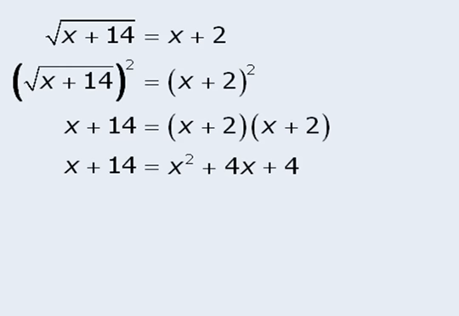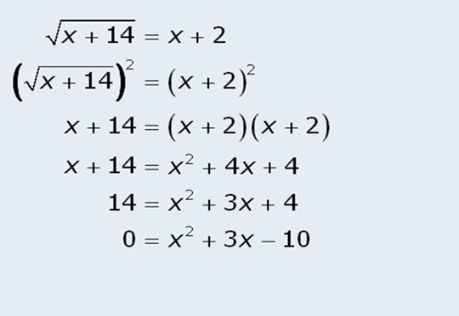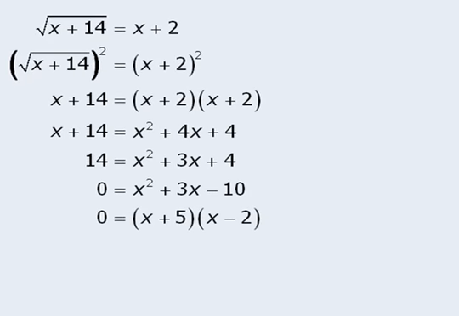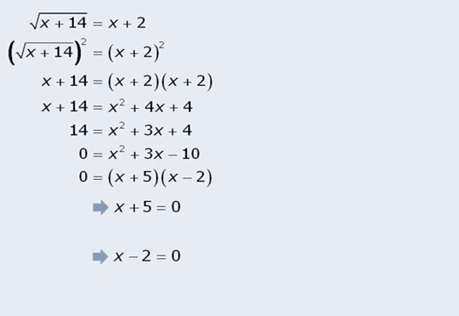Since we seem to have a quadratic equation here, we'll set the equation equal to 0 by first subtracting x from both sides, and then subtracting 14 from both sides. Now that the equation is set equal to 0, we will factor the right-hand side to get the following. Now if x plus 5 times x minus 2 equals 0, then either x plus 5 equals 0 or x minus 2 equals 0. If x plus 5 equals 0, then x must equal negative 5. And if x minus 2 equals 0, then x must equal 2.